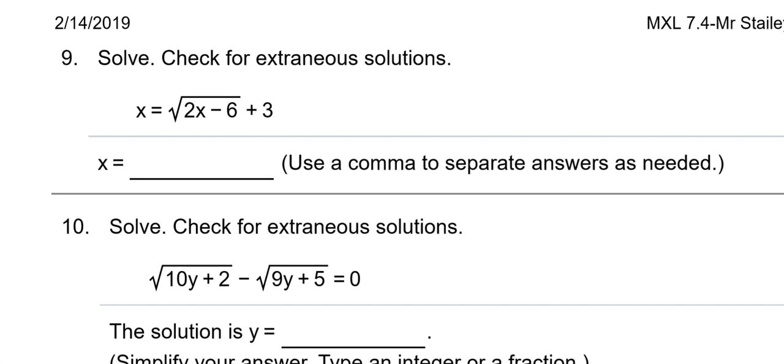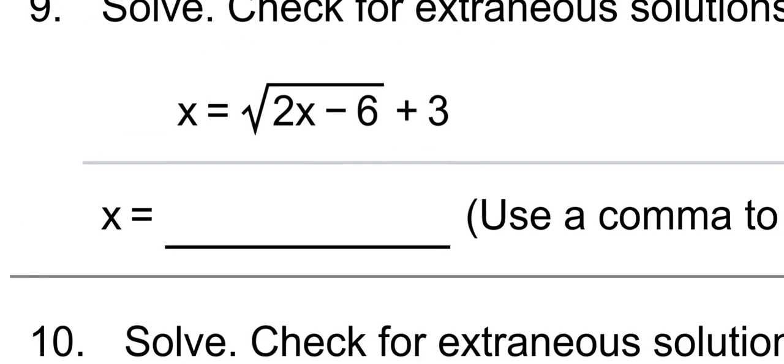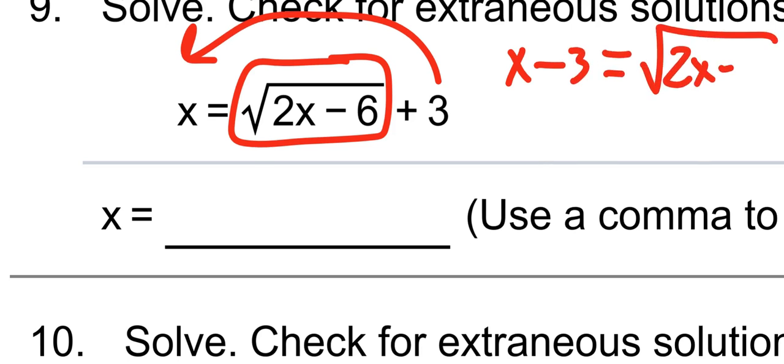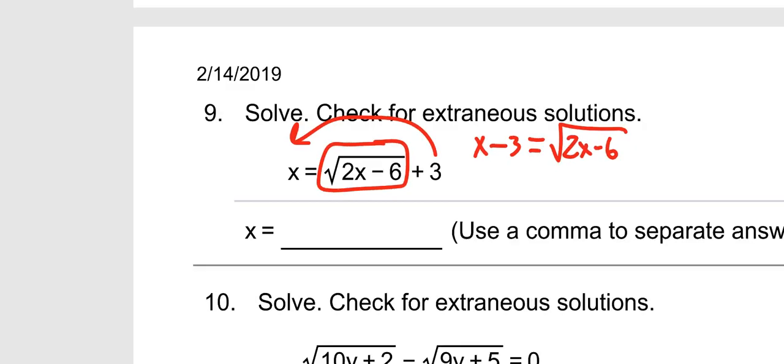How do I solve this one? Is the radical by itself, yes or no? No. So what are you going to do? You're going to subtract 3. Okay, so we do this, and now we've got the radical by itself. Now what are we doing to both sides?